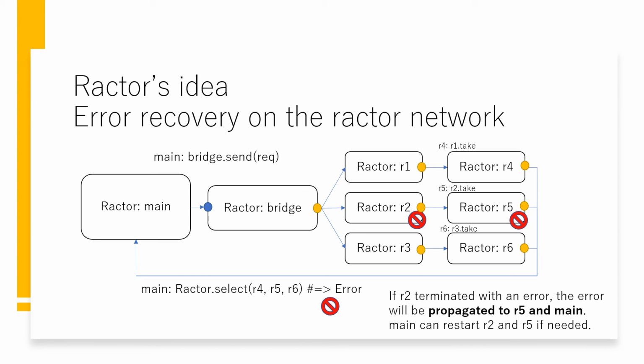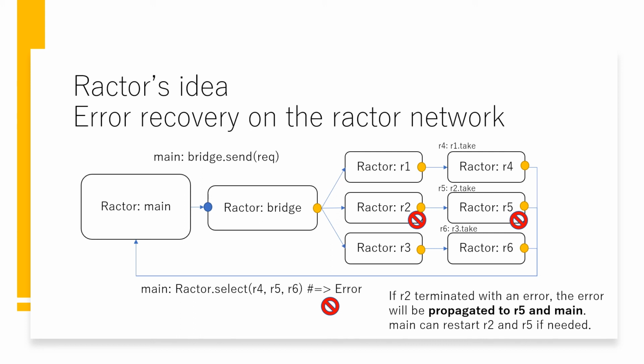So we can supervise working Ractors and detect the exception by the main Ractor. In this case, R2 raises an exception, and this exception is propagated to R5, and R5 also terminates with an exception. And Ractor.select detects the exception from R5, and the main Ractor can detect such exception propagation.